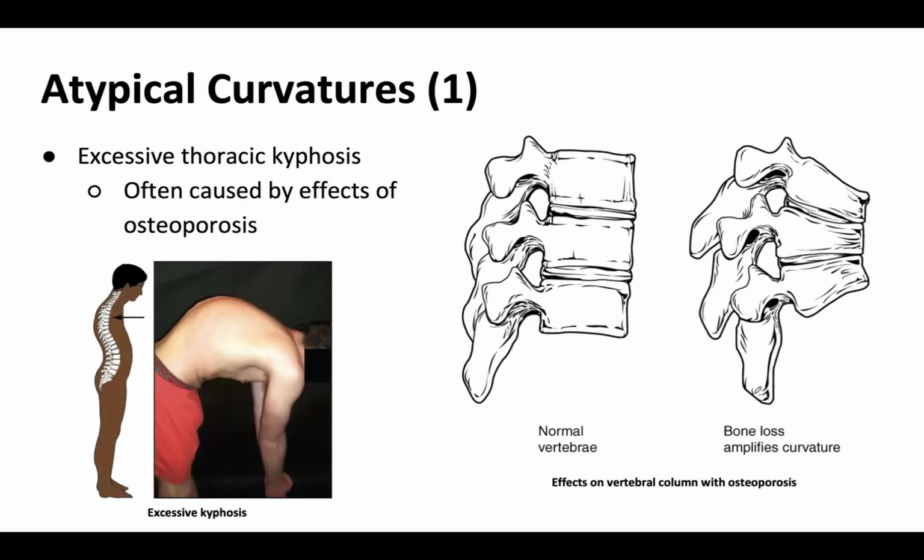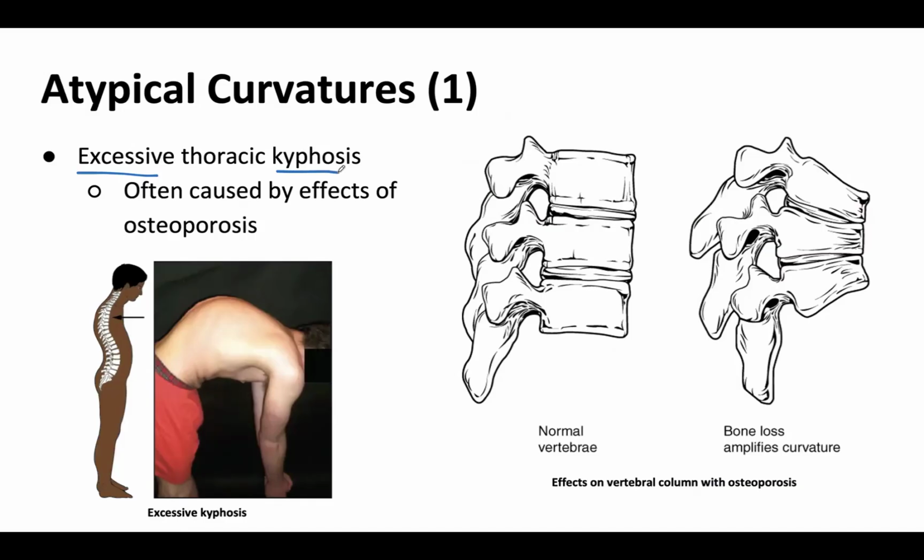Now, even though these curvatures are natural and good, they can become atypical or exaggerated. Excessive thoracic kyphosis, sometimes just called kyphosis, although the naturally occurring and typical curvature is also called kyphosis. So I always like to add in this "excessive" when I'm discussing. So this would be an over increase in the thoracic curvature.